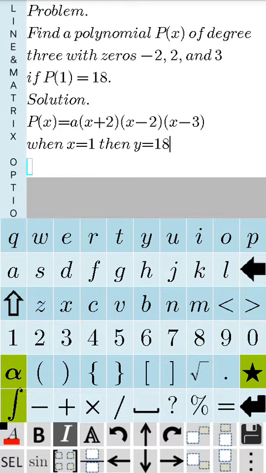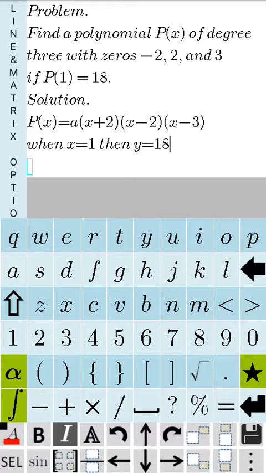Involving polynomial functions, okay? Find a polynomial p of x of degree 3 with zeros -2, 2, and 3 if p of 1 is equal to 18. Okay, so I actually have three pieces of information given. First, the degree of the function is 3. Second, the roots are -2, 2, and 3, which makes sense because the degree is 3. And that also means that the multiplicity of each of these roots is equal to 1, right?